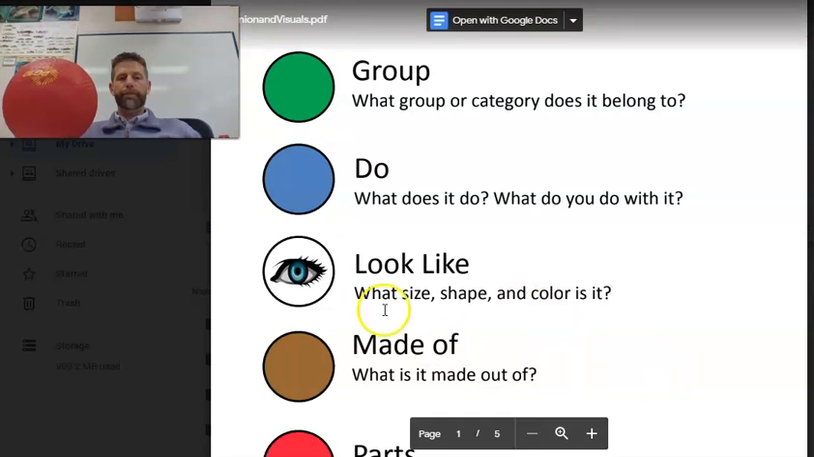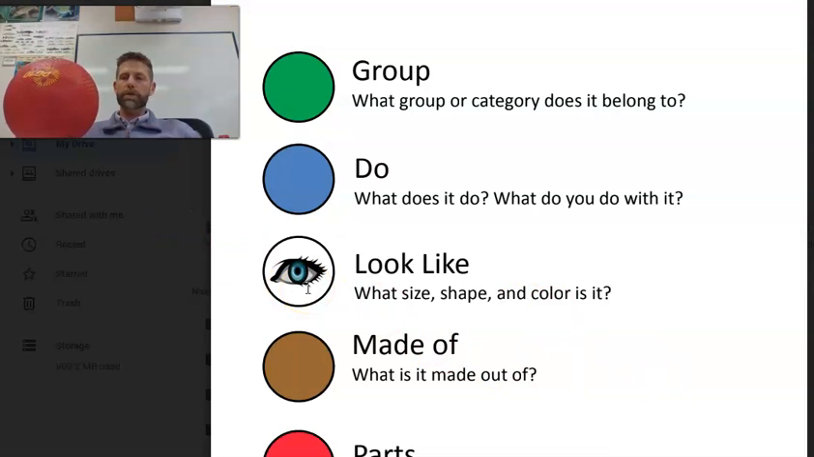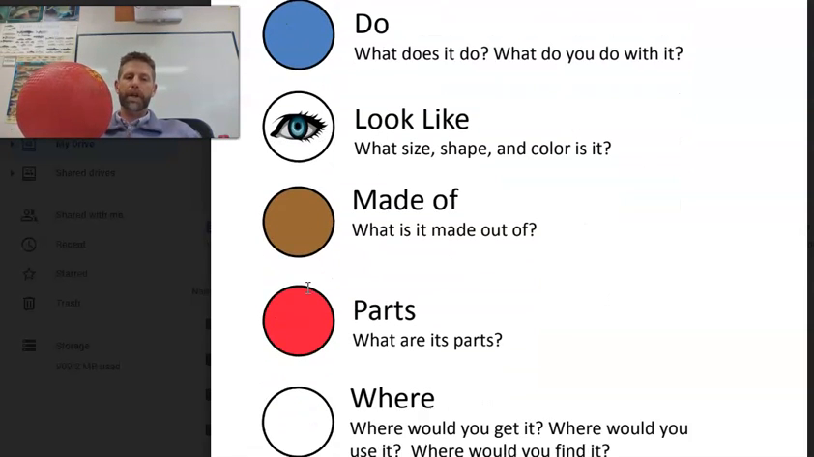Next up right here, we got the look like. Shape, round. Color, red. But these things can be lots of different colors, right? In this case, we're describing it. It's red, it's round, its size is probably medium. What is it made out of? Most of these balls are made out of the same stuff. What is it? Correct answer, rubber.